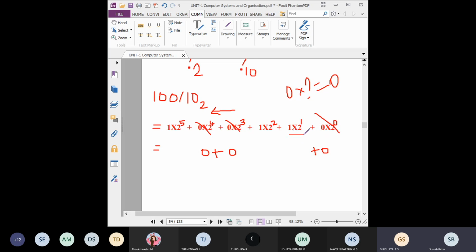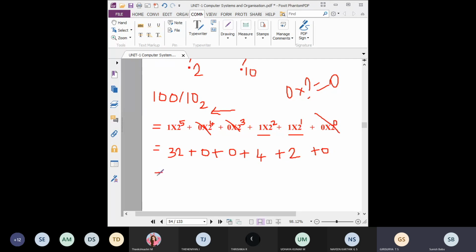Next, you have another digit, 1. Here you see 1 into 2 power 1. What is 2 power 1? 2 power 1 means 2, so 2 into 1 is 2. Then plus 1 into 2 square. 2 square means what? 4. 4 into 1 is 4. Like this, the last one is 2 power 5. What is the answer for 2 power 5? 32. 32 into 1 is 32. That's all, so now we have simplified everything.